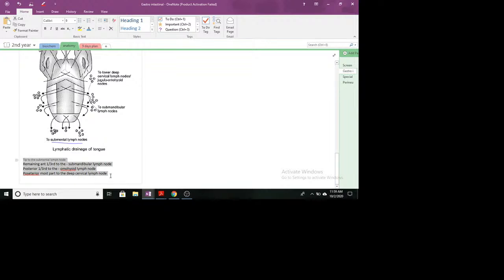So these were all the important things. It's the jugulo-omohyoid lymph node, not just omohyoid, for the posteriormost part. Okay, that's all.